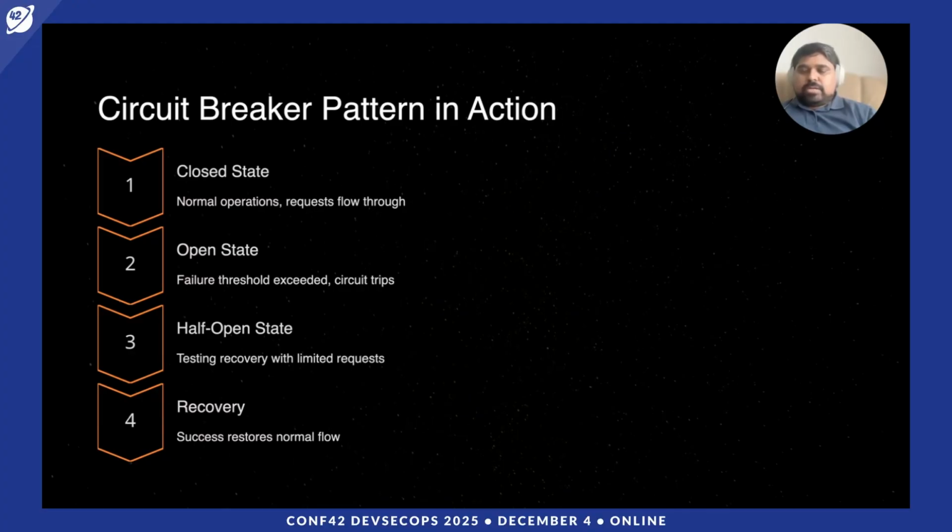Stage 4, recovery, return to normal. So now the service has recovered and successfully restored normal flow. Once the service is healthy, the circuit is closed. Full traffic will be resumed and customers see normal service levels.